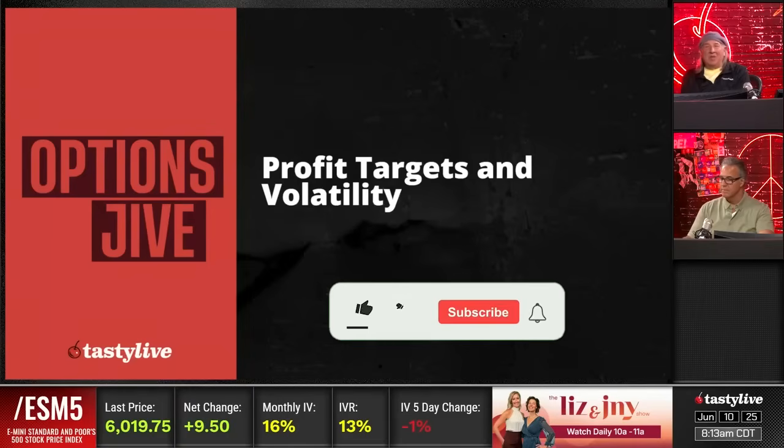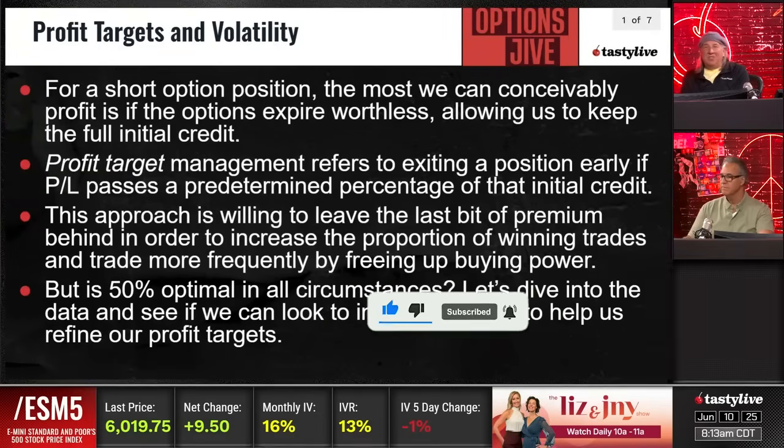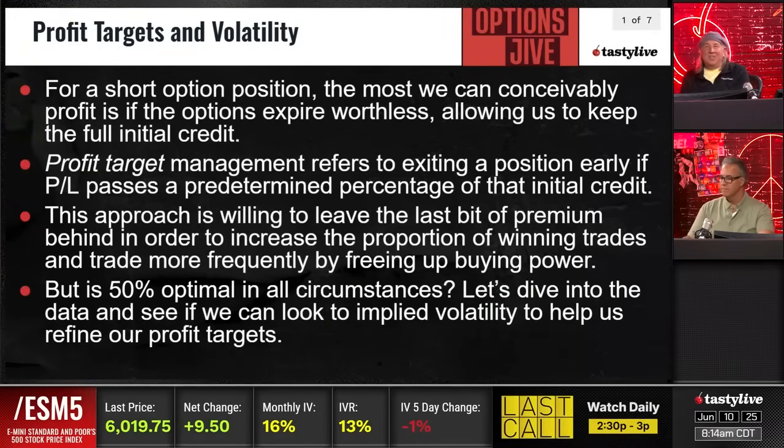Today we're talking about profit targets and volatility. Let's go to the first slide. Our research team put this together for you because a lot of people still write to us about profit targets. And when do we exit a position? 50%, 20%, a certain predetermined percentage.